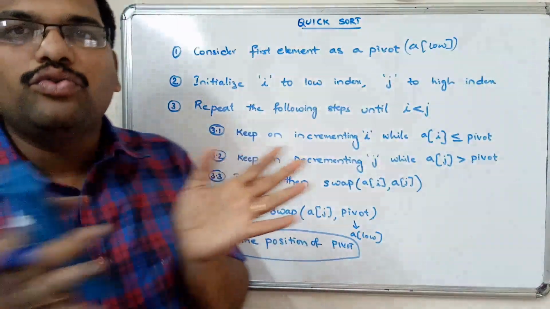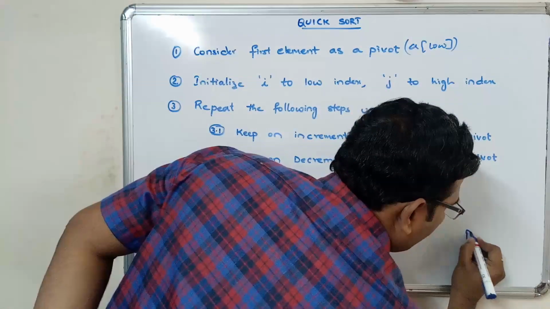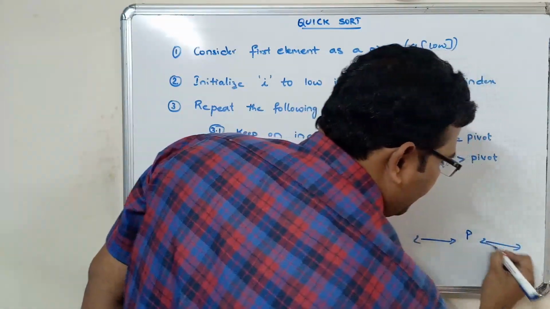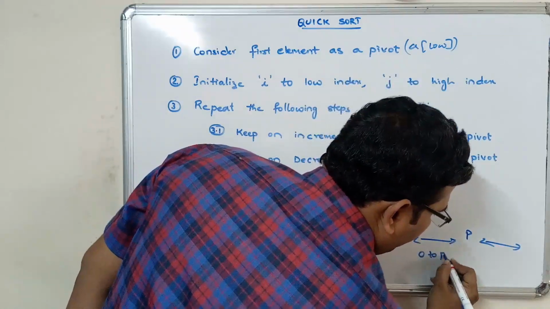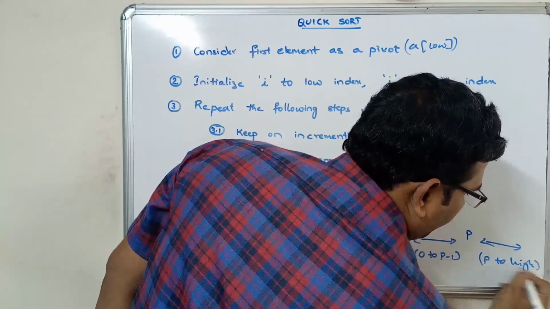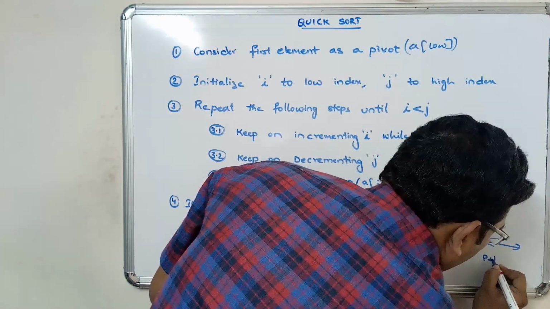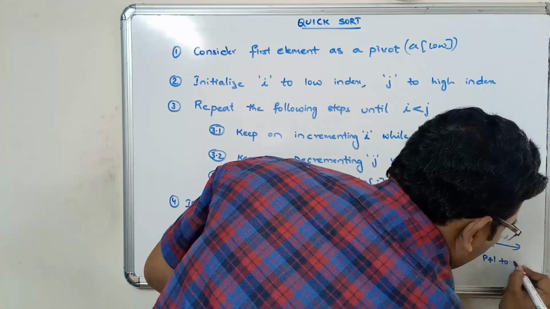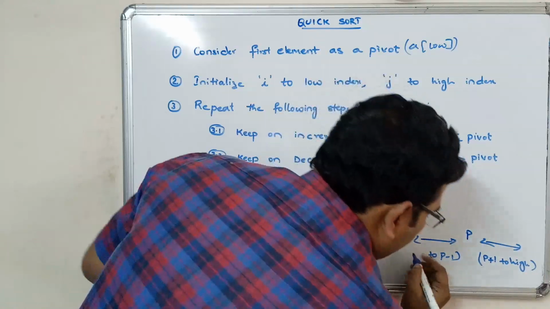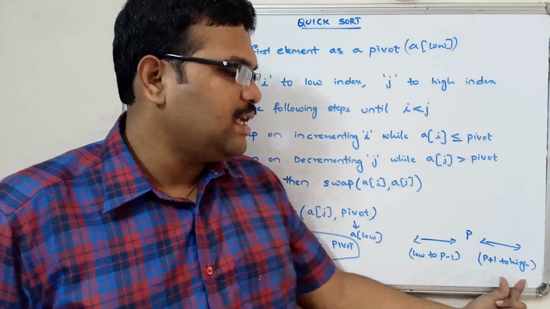Now divide into two partitions. After getting the pivot position, this is one partition and this is another partition. So this is 0 to p minus 1, and here p plus 1 to high. Instead of writing 0, we will write a of low. Right. Low to p minus 1. So this is one partition, this is another partition.